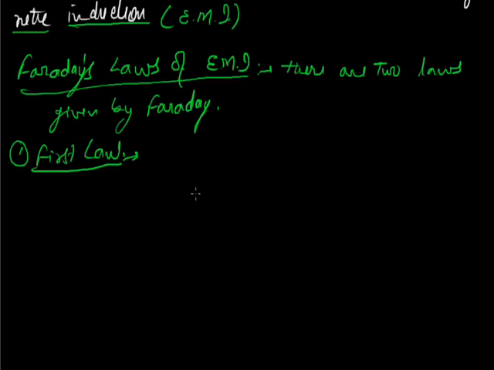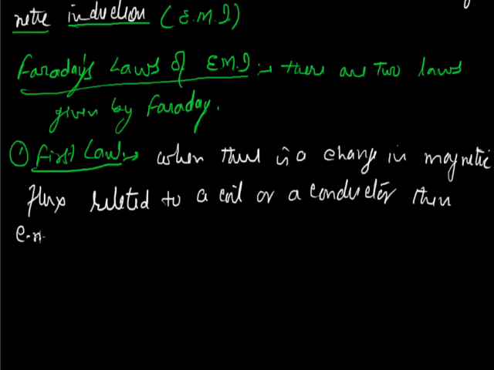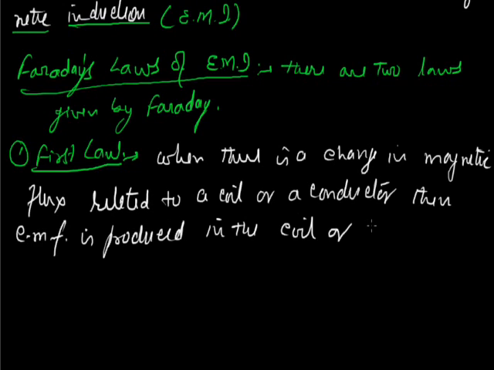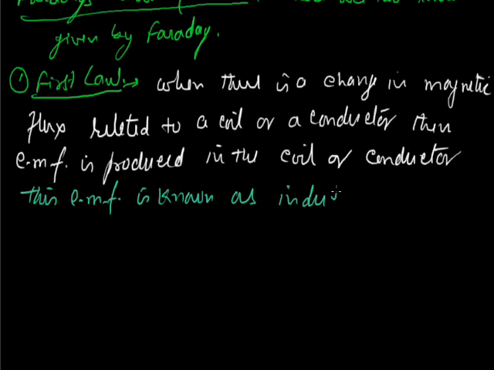in the coil. When there is a change in magnetic flux related to a coil or a conductor, then EMF, electromotive force, is produced in the coil or conductor. This EMF is known as induced EMF.